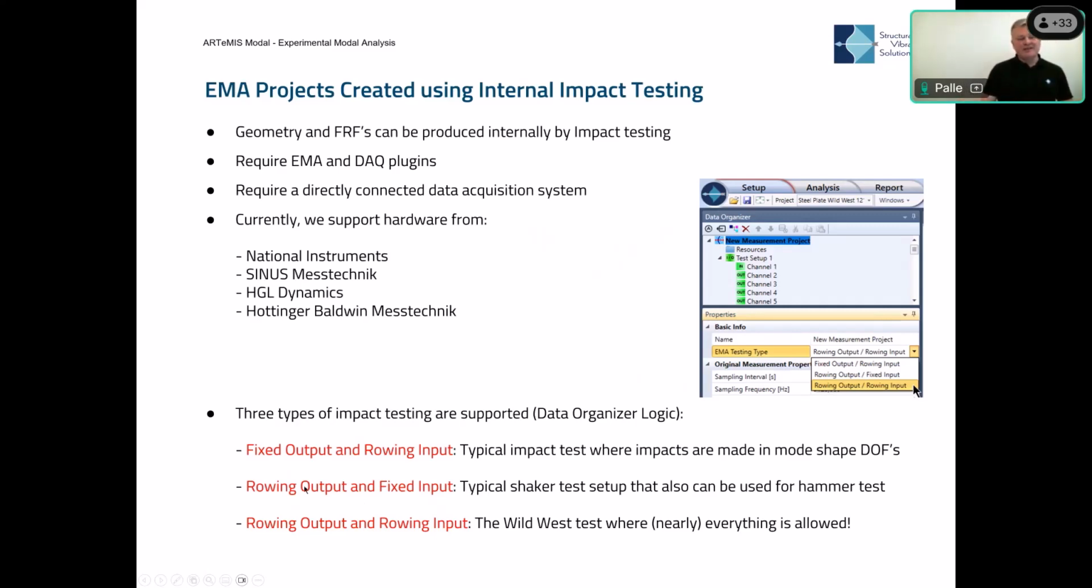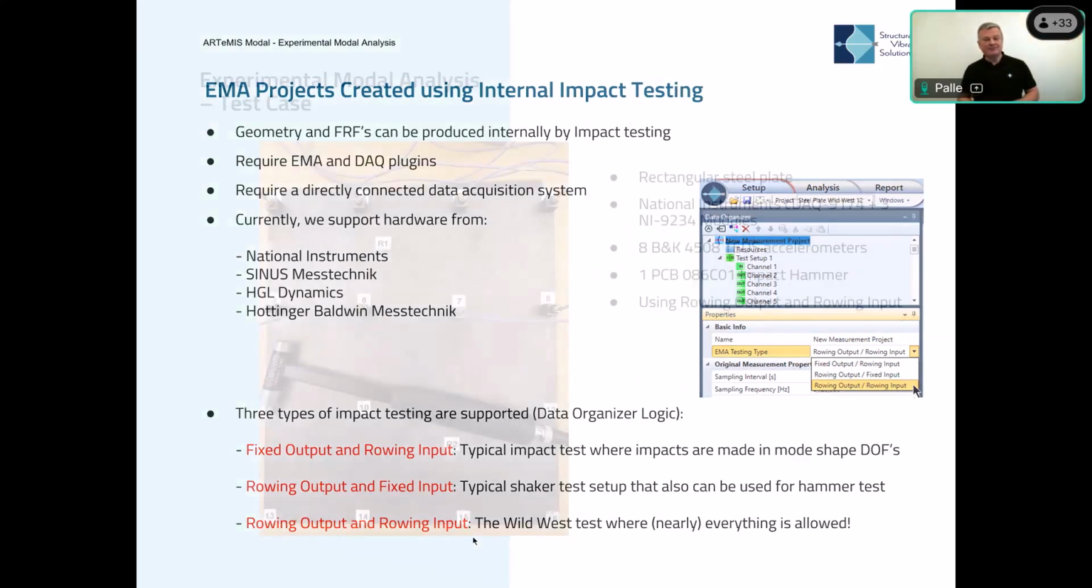And then we have the last one here. This is the one I'm going to use today. It's not so often we use it, but here you can roll around with your output, your accelerometers, for example, and you can also use multiple locations for your input. Because everything seems to be allowed here, we call this the Wild West option in our software, because you're on your own. There is not so much control over what you're doing, but I'll show you how you can see that you are doing things right, of course.